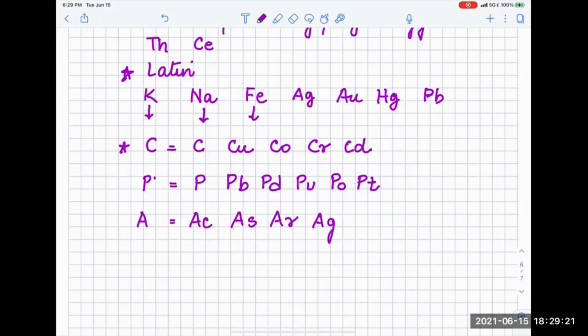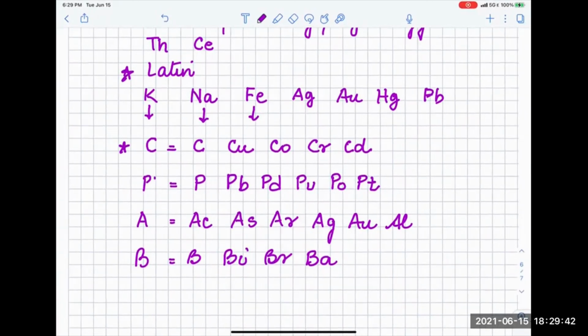Like silver, like gold, like aluminum, like that. So this is another way you can memorize. Let's say B. B is like boron, like bismuth, like bromine, like barium. Okay, so this way. You'll have to just get a hang of it, but start getting them.